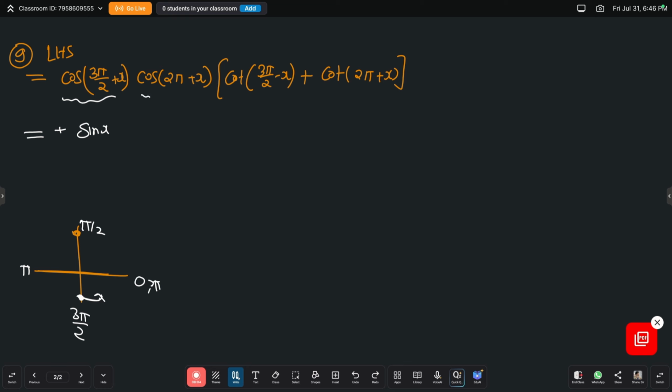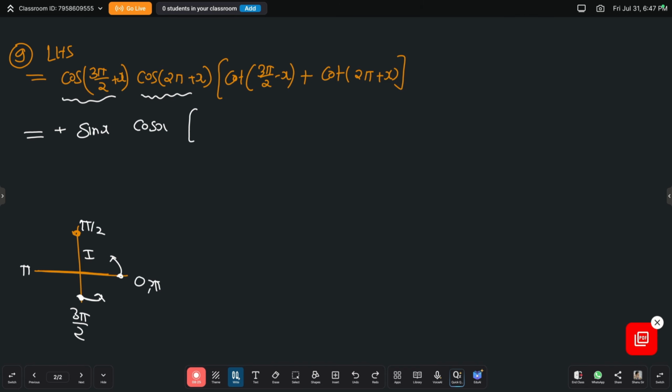Now come to this: cos(2 pi plus x). 2 pi is here, so no change in the ratio. So cos is cos x. Plus or negative, tell me. Plus means anti-clockwise, first quadrant, all positive, so it is only cos x. Solved.